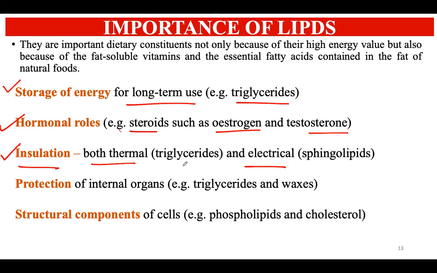In case of thermal insulation, triglycerides are there. In case of electrical insulation, we have sphingolipids present in the cells. For protection of the internal organs, like a cushion, it's because of the triglycerides and the waxes. They also act as the structural components of the cells, for example phospholipids and cholesterol.